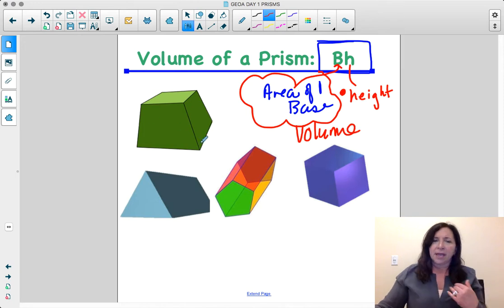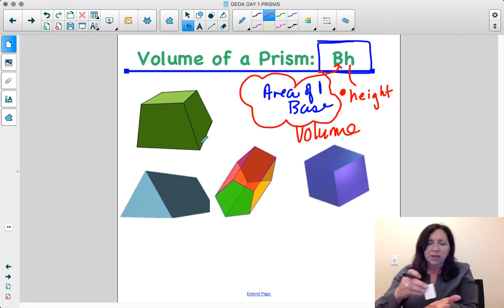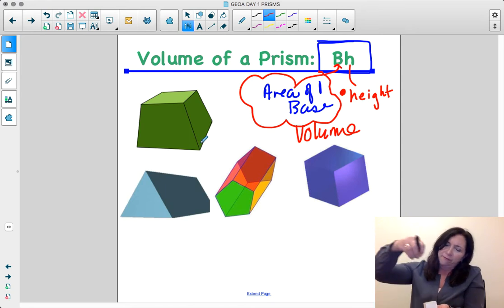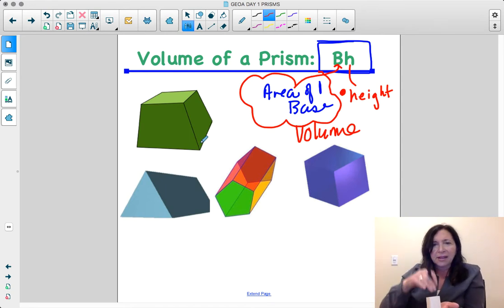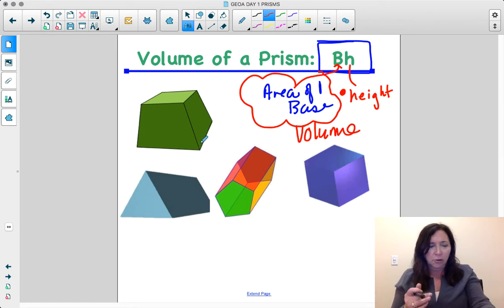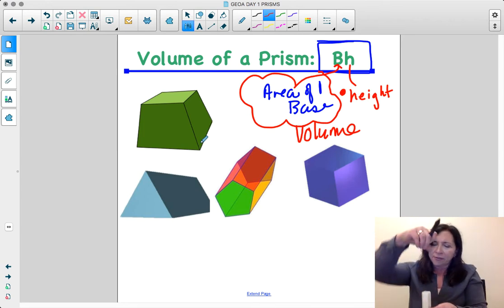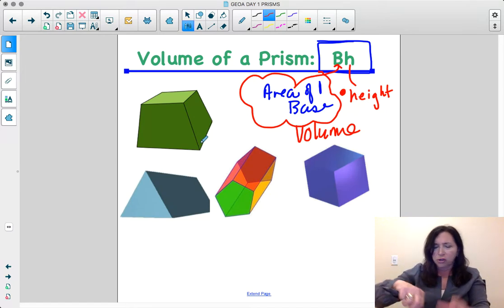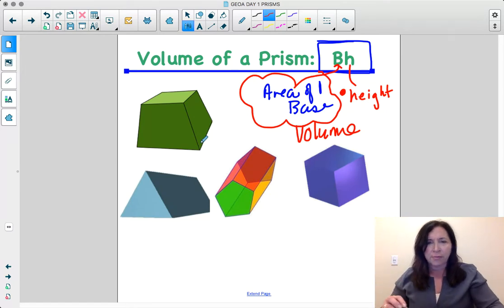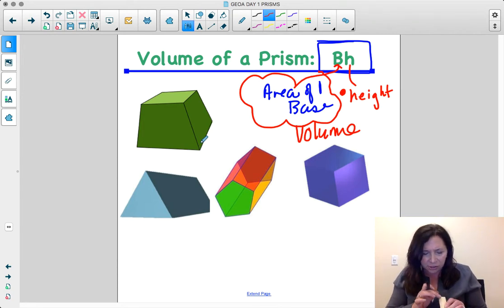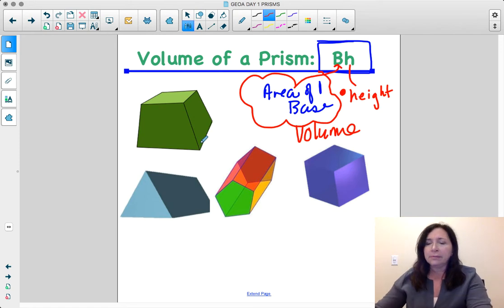Now volume, if you don't know, is basically filling this solid up. It's all that space inside the three-dimensional figure. So if I took sand and I filled this up completely, that would be the volume. It's a prism, right? If I were to pour sand or dirt all the way inside of this, that would be the volume, the amount of space that fills up. Whereas area is just the area of a two-dimensional shape, whereas volume is three-dimensional, okay?